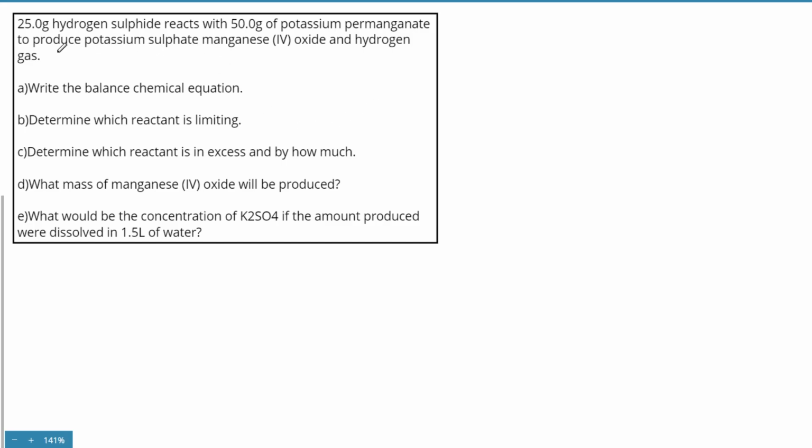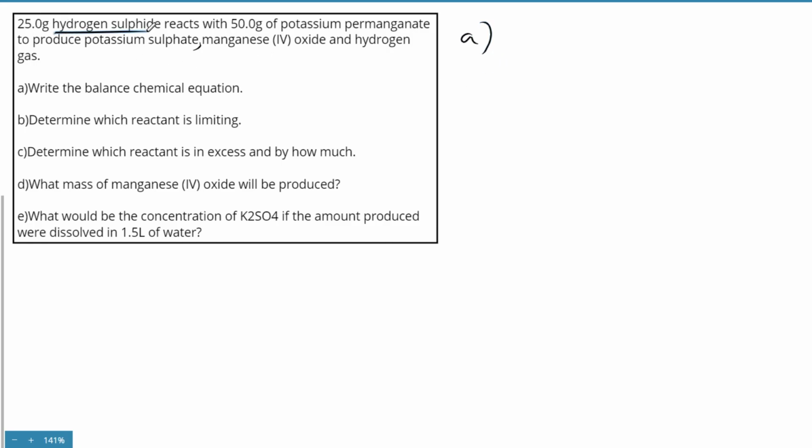There's supposed to be a comma here, just saying. Write the balanced chemical equation. Determine which reactant is limiting. Determine which reactant is in excess and by how much. And what mass of manganese fluoride oxide will be produced. And what would be the concentration of K2SO4 if the amount produced were dissolved in 1.5 liters of water. This is a lot of questions, so let's just start with A.